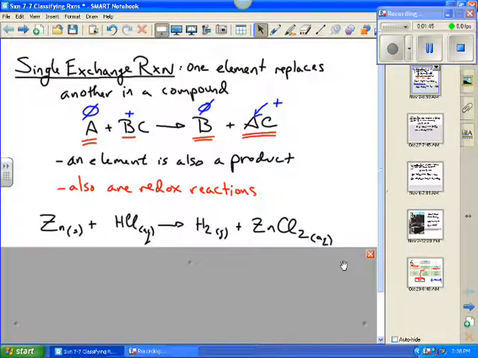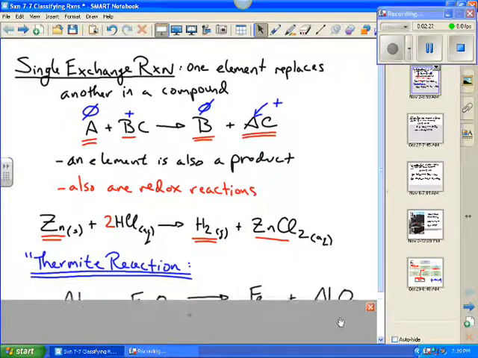Here's one we've seen before. When you react a metal with hydrochloric acid, you produce hydrogen gas and a salt, zinc chloride. We did this when we collected hydrogen and exploded the balloon, pretending that it was the Hindenburg in the process. This is not balanced, by the way. We have 2 hydrogens, so I need to double my HCl, and chlorines are taken care of. So anyway, this is a single exchange because zinc, shown here, replaces the hydrogen and forms zinc chloride, and another pure element is formed, hydrogen. So you have a pure element as both a reactant and a product.